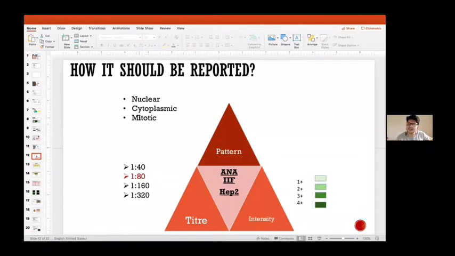So what is the exact pattern? We should ask our lab. Now in the nucleus, there is something called the nucleolus, right? So sometimes it might be a nucleolar pattern and sometimes a nuclear pattern. Both are different, and we should know this. So first is the pattern, we should know where it is coming from.